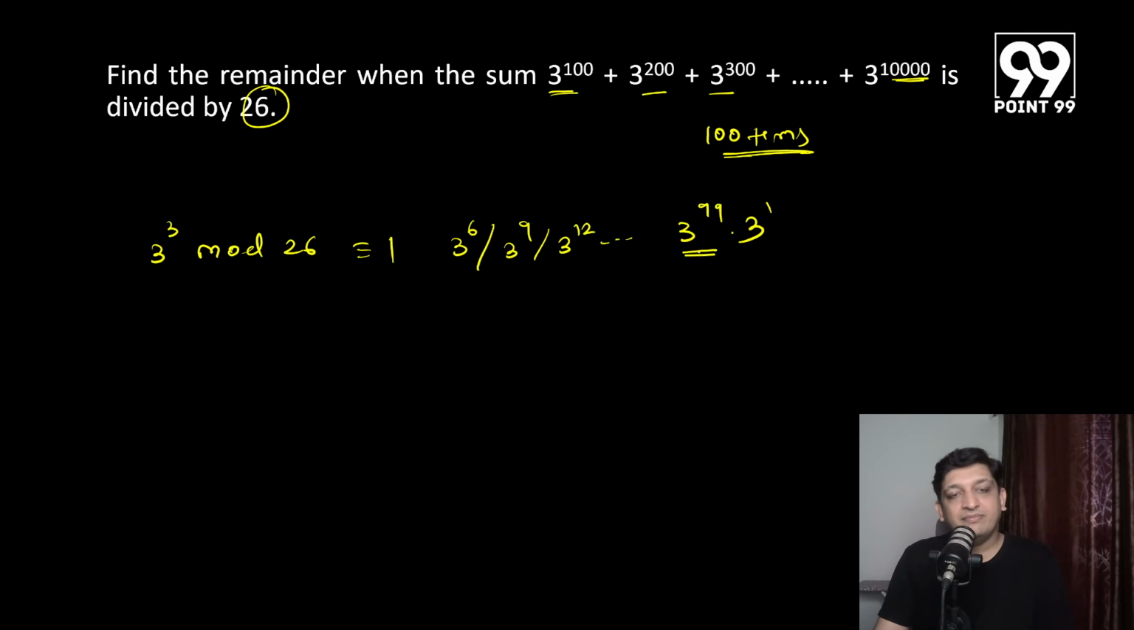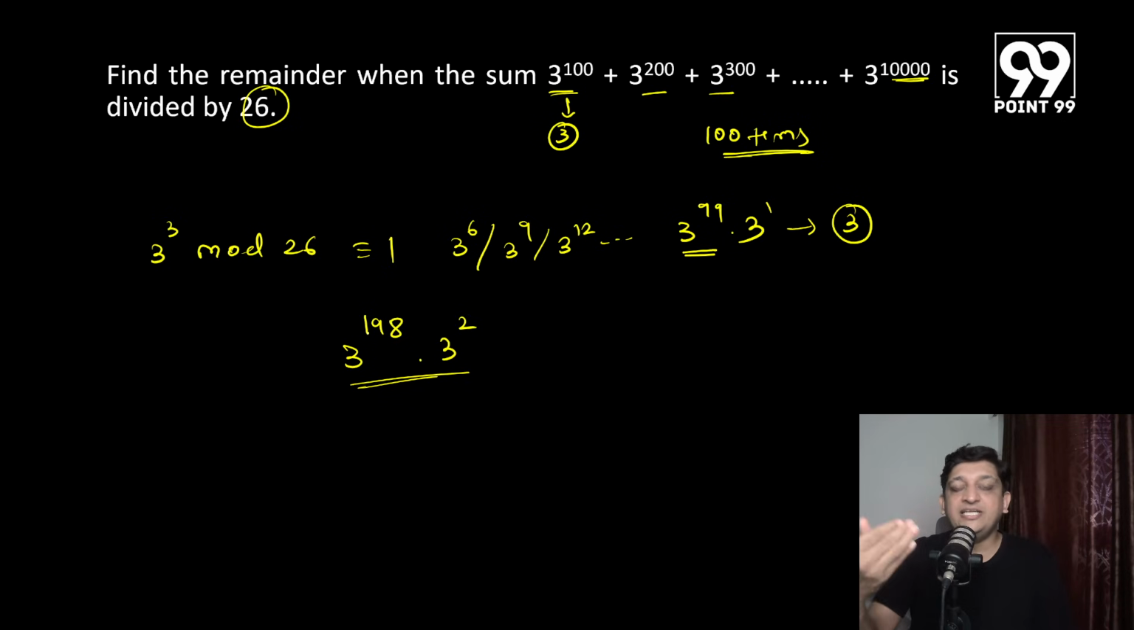This part will give remainder 1 when divided by 26. This part will give remainder 3. What about 3 raised to 200? So this term will give remainder 3 when divided by 26. What about 3 raised to 200? You can see it can be written as 3 raised to 198 into 3 square. Why 198? Because it is a multiple of 6 or multiple of 3.